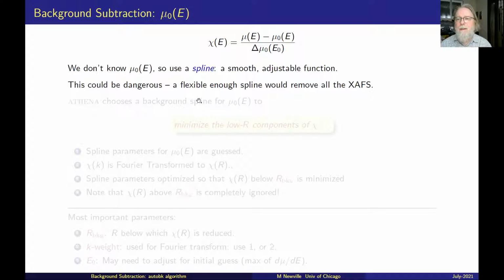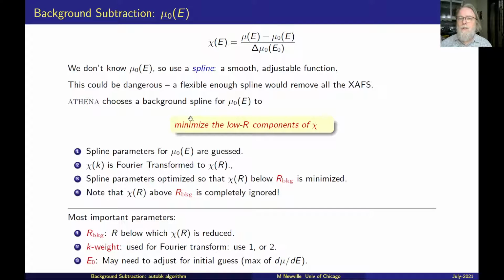So Athena and all of these programs choose a background spline for mu0 that minimizes the low R, the low frequency components of chi of k. So spline parameters for mu0 are guessed. The spline is guessed, that gives a chi of k, a Fourier transform is done, and then the spline parameters are adjusted until chi of r below some RBKG, some distance, R background, is minimized.